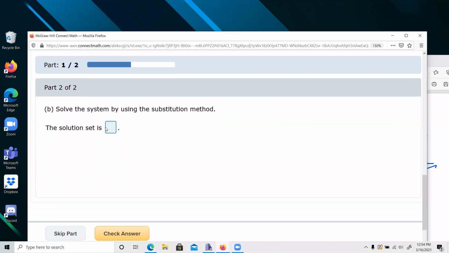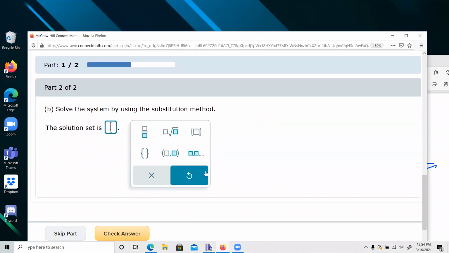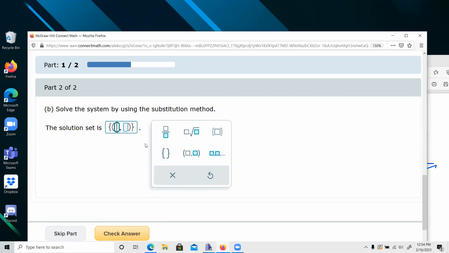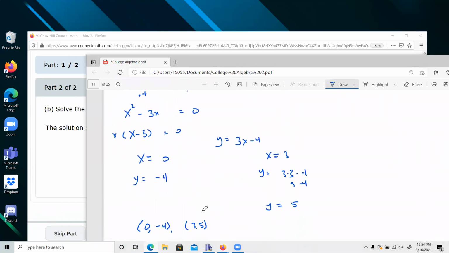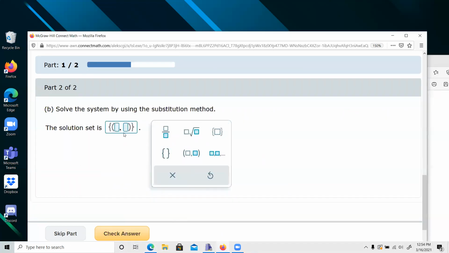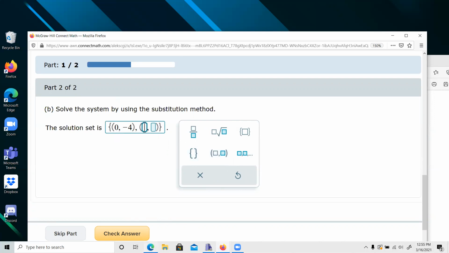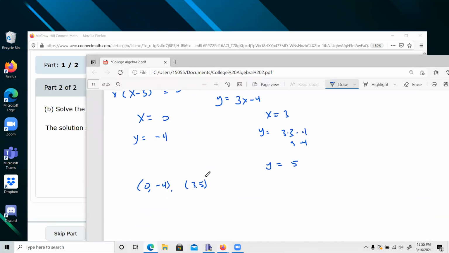Then we get our substitution method. We're going to tell it to set, and then we want the two answers that we got. Those answers were (0, -4) and (3, 5). I know from experience that if you forget the little brackets there, it warns you, but it doesn't mark you wrong.